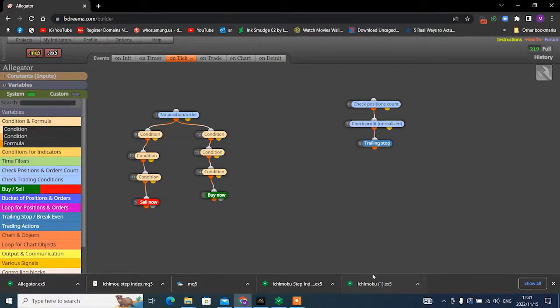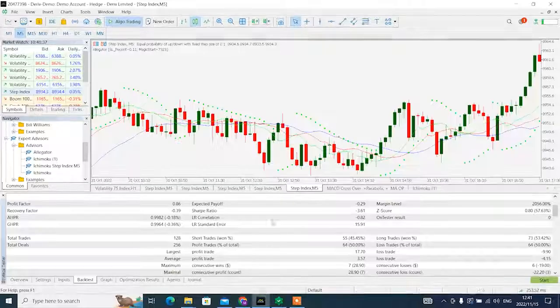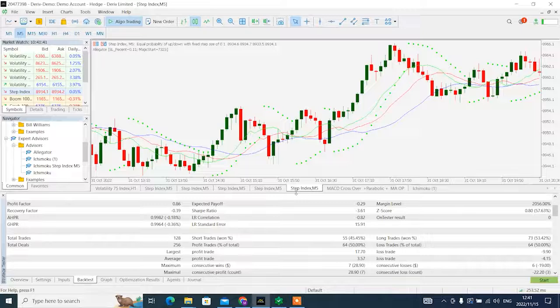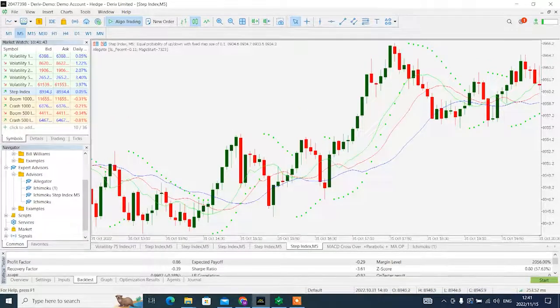Today we're going to test an alligator strategy, and if you check how the alligator moves, you will see that it's almost like moving averages. But then our approach today is going to be a different approach.